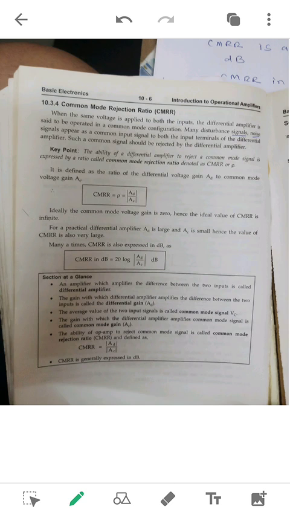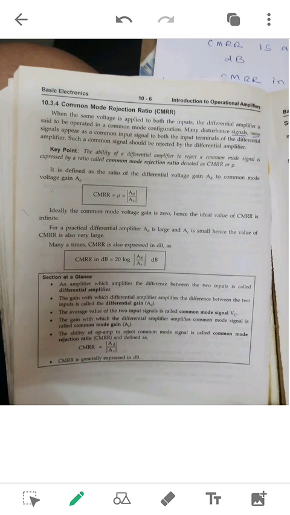Some voltage is applied to both inputs, and the differential amplifier is operated in common mode configuration. Same voltage means V1 is equal to V2. When we apply the same voltage to both the inverting and non-inverting terminals, the differential amplifier is in common mode configuration. Please remember, when inputs V1 and V2 are both the same, it is called common mode configuration.